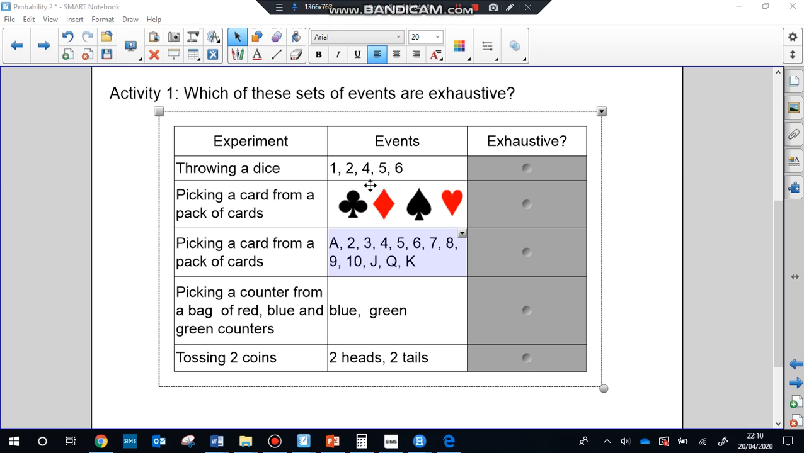In fact, we'll do the first one together. So if I was throwing a dice, okay, I've put here the events that can happen are 1, 2, 4, 5 and 6. Are these exhaustive? Is that the only things that could possibly happen? Well, the answer to that is no, because I could also get a 3. So these are not exhaustive events. Okay, so pause, copy that table out, okay, and have a go at filling in that last column.